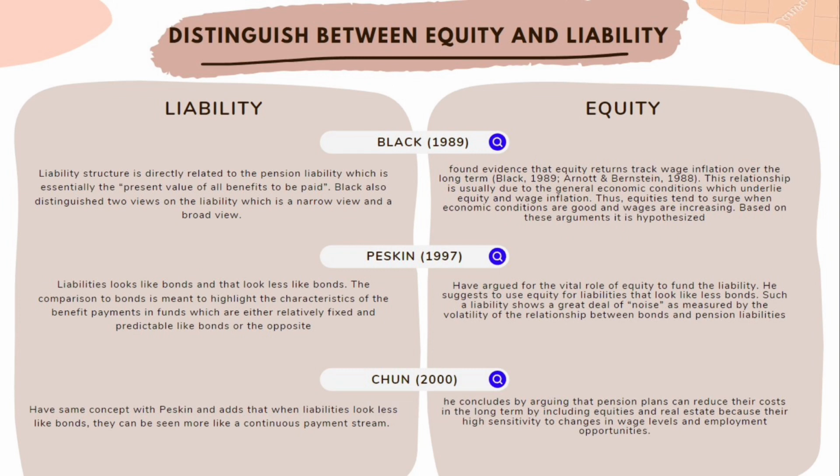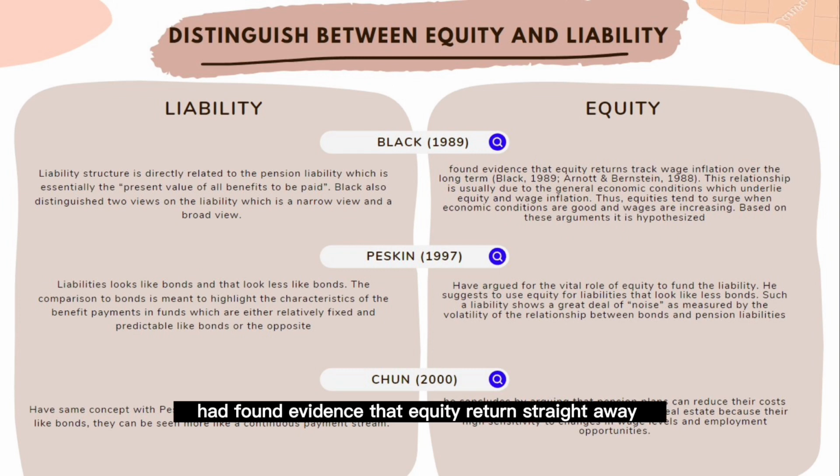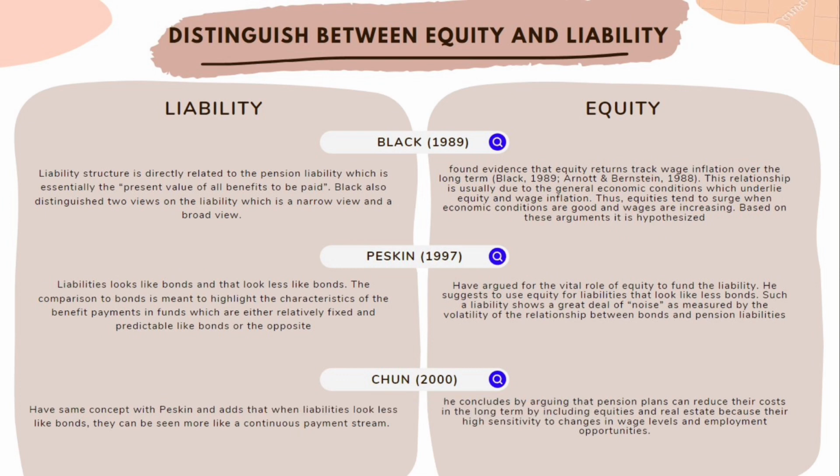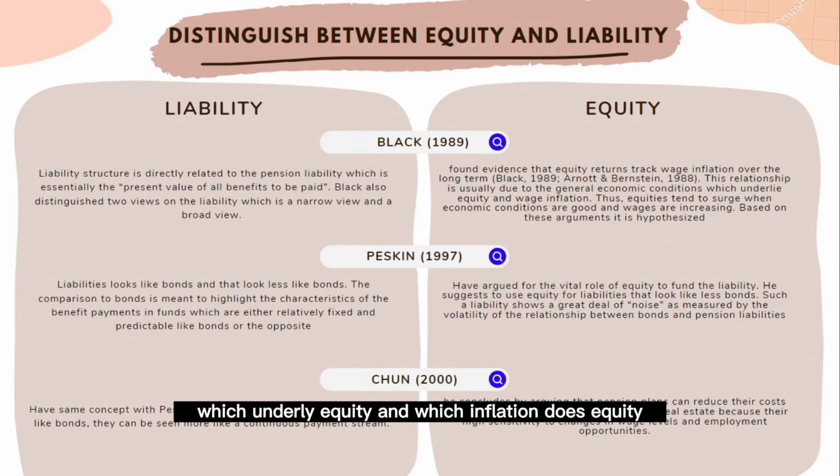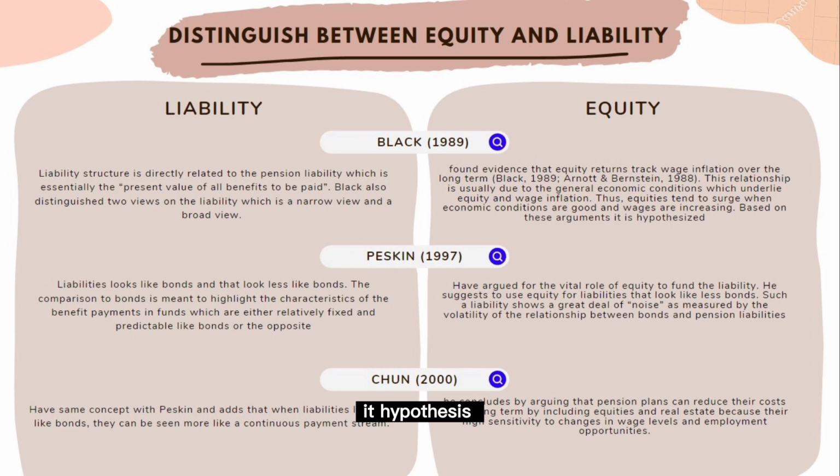In conclusion, previous research has found evidence that equity returns track wage inflation over the long term. This relationship is usually due to the general economic conditions which underlie equity and wage inflation. Thus, equities tend to surge when economic conditions are good and wages are increasing. Based on this argument, it hypothesizes the following.